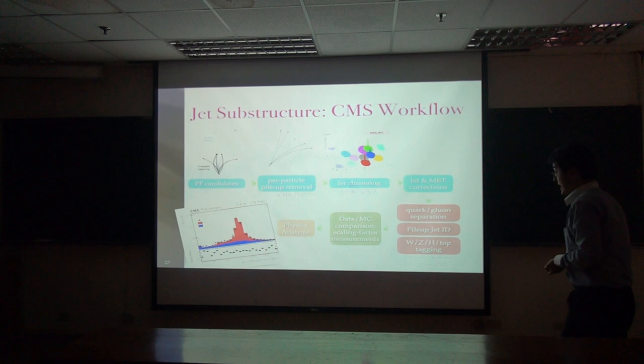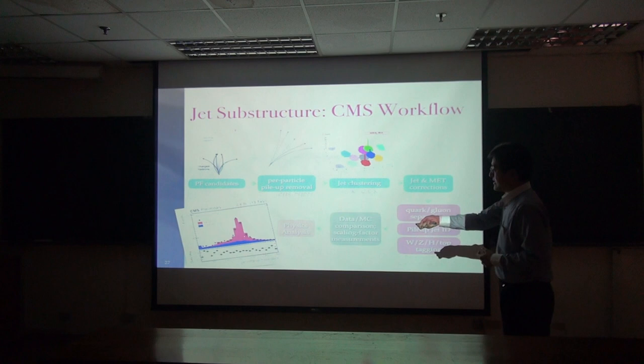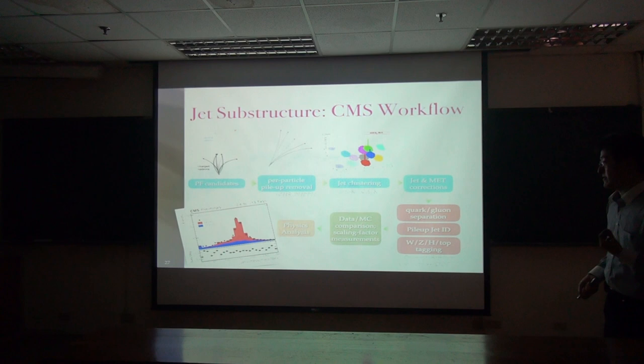Out of three quarks, we reconstruct the top mass. So actually it's coming from one jet, but when we apply this whole chain of cleaning, we can see a very nice top mass distribution out of a single jet. Okay, so this is basically the key idea.